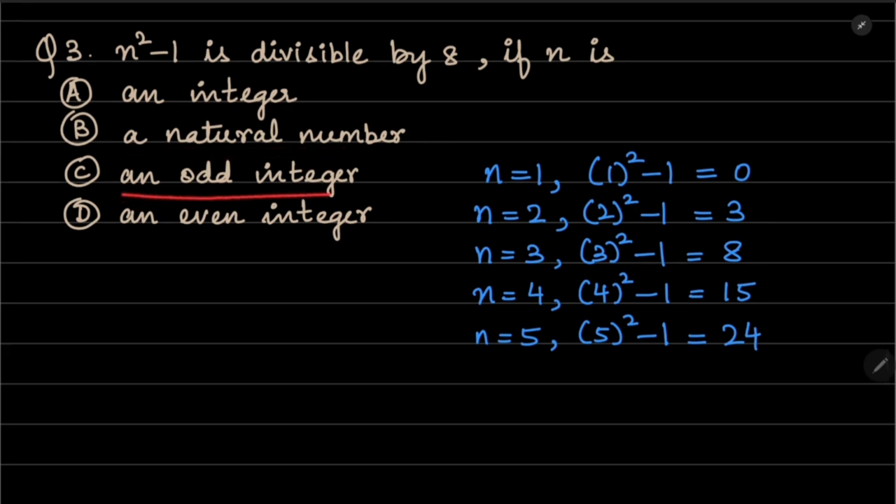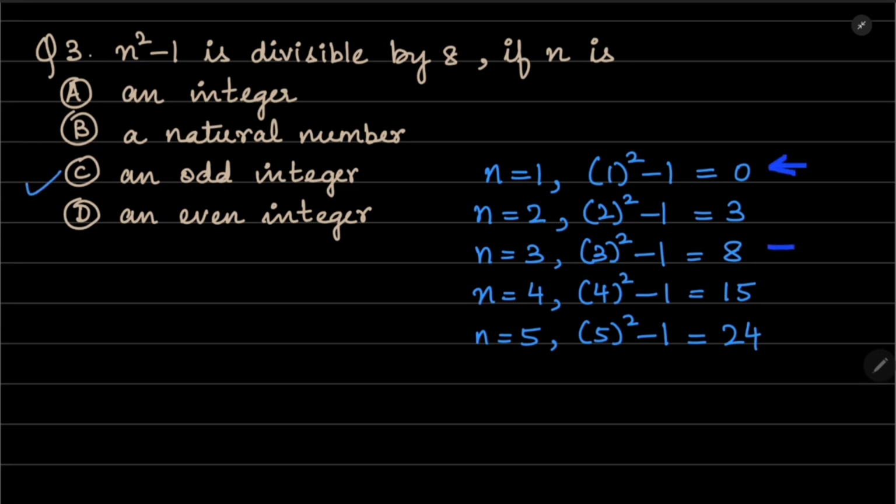The third one, odd number. If you see odd number, for 1 it's 0, for 3 it's 8, and for 5 it's 24. So all of these are divisible by 8. These numbers are again even numbers, so not divisible. So the correct answer is it's only for your odd integers.